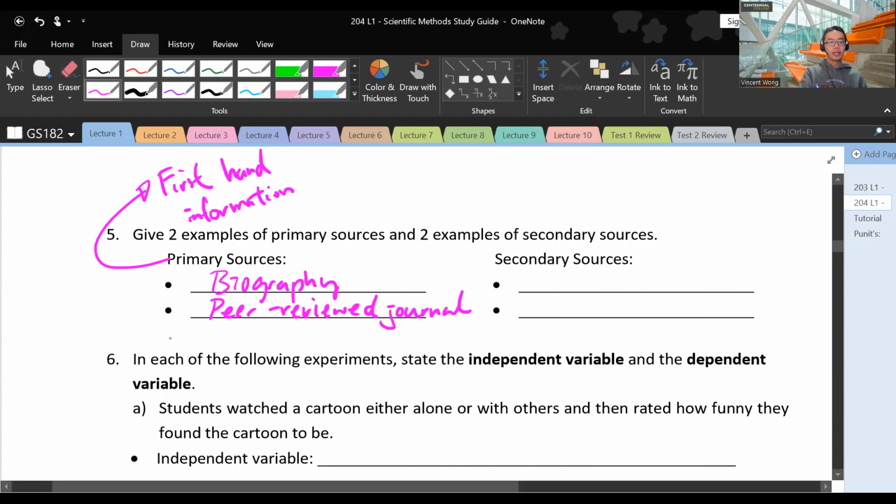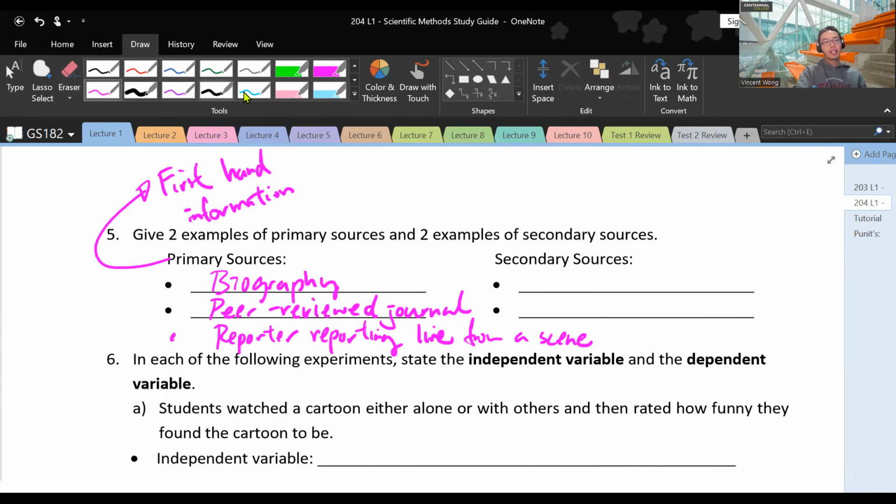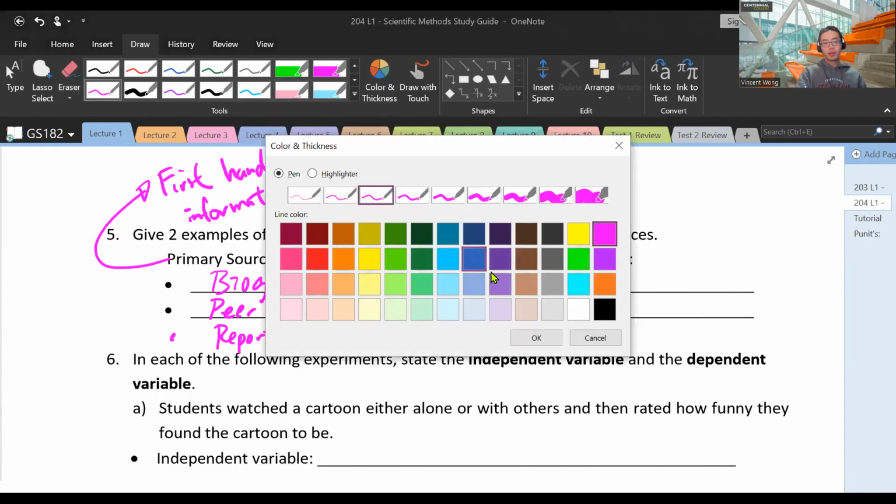Another one would be a reporter reporting live from a scene. Let's say there is a scene of a car accident, and the reporter is describing to you what's going on at the scene. That would be considered a primary source. What about secondary sources? Can anybody give me some examples of secondary sources, please? What are they?